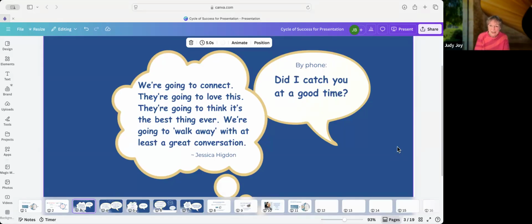If we add what Jessica Higdon says, I put the first sentence there, we're going to connect, because that's what Live Younger is all about. But Jessica said, they're going to love this. She says it out loud. They're going to love this. They're going to think it's the best thing ever. We're going to walk away with at least a great conversation. I mean, what a beautiful way to move into talking with someone. So I found it really made a difference. I invite you to give it a try, see if it works for you, come up with your own languaging.